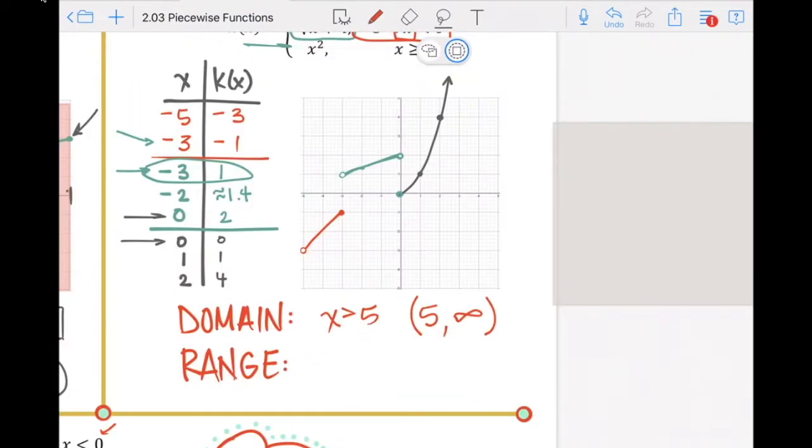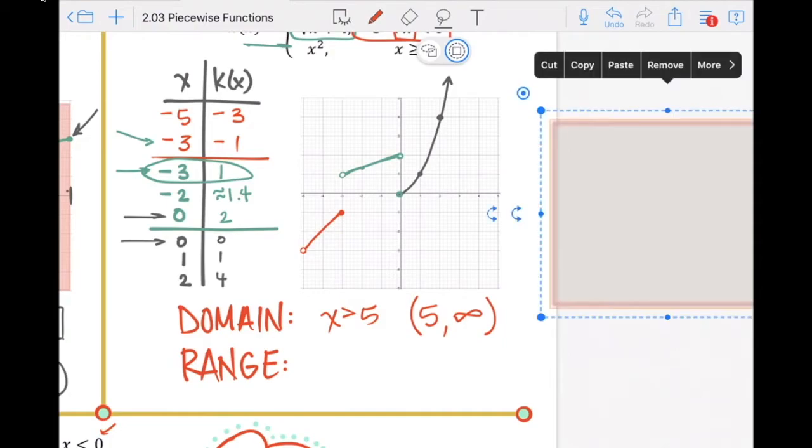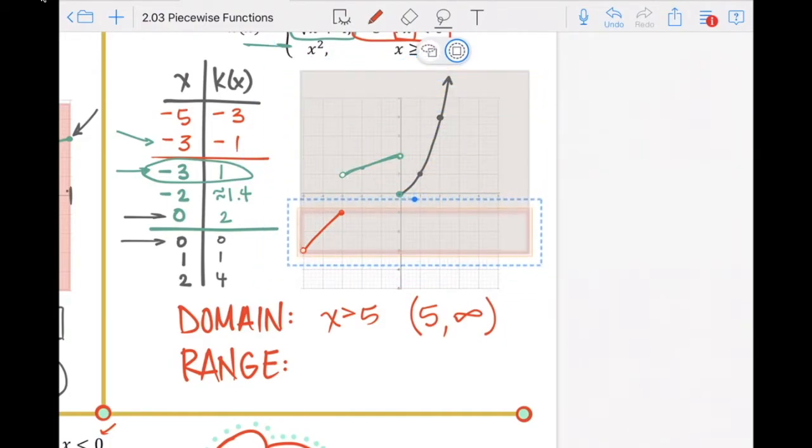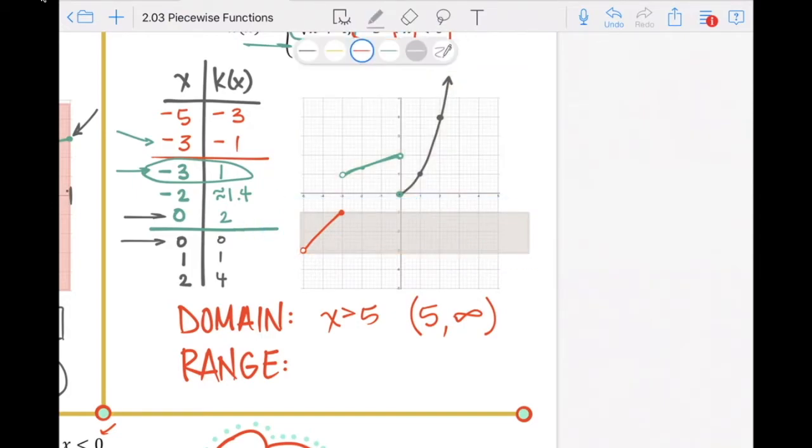On the range here, I'm going to drag this box over to show our range values. So we're thinking about how high and how low the graph is defined. We've got a section right there where the graph is defined. It goes from -3 to -1. -3 is not included, -1 is. So for part of our range, we can say -3 is less than y, which is less than or equal to -1. That's one section. But now we need to talk about the other section.